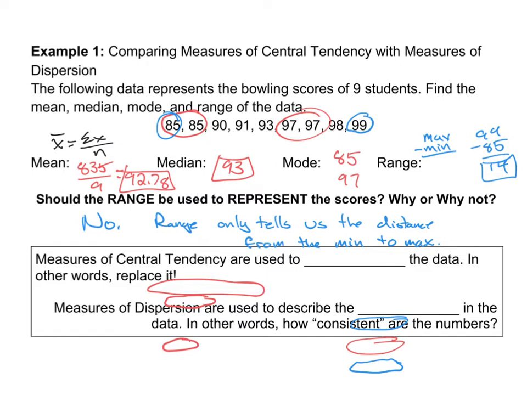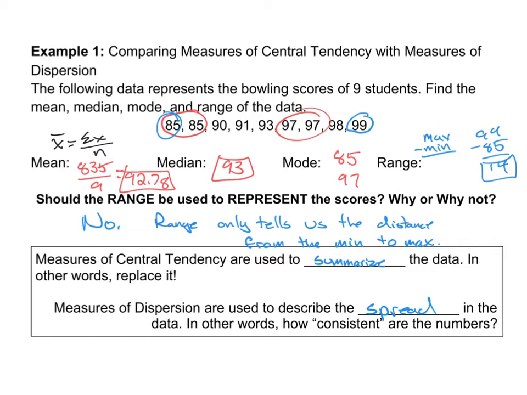And lastly, when we're looking at the measure of central tendency, we are going to use this to essentially summarize the data. In other words, replace it. So what that's really just trying to find is one way to generalize, or just say, all right, from 85 to 99, we were pretty much around a 92.78 if we want to use the mean, or 93 if we're going to use the median, which is always a good thing when we see those numbers close together.